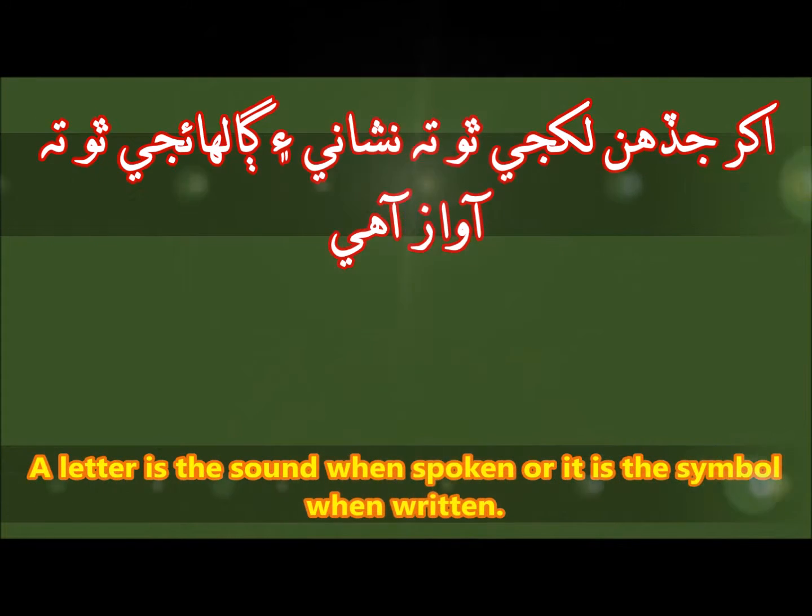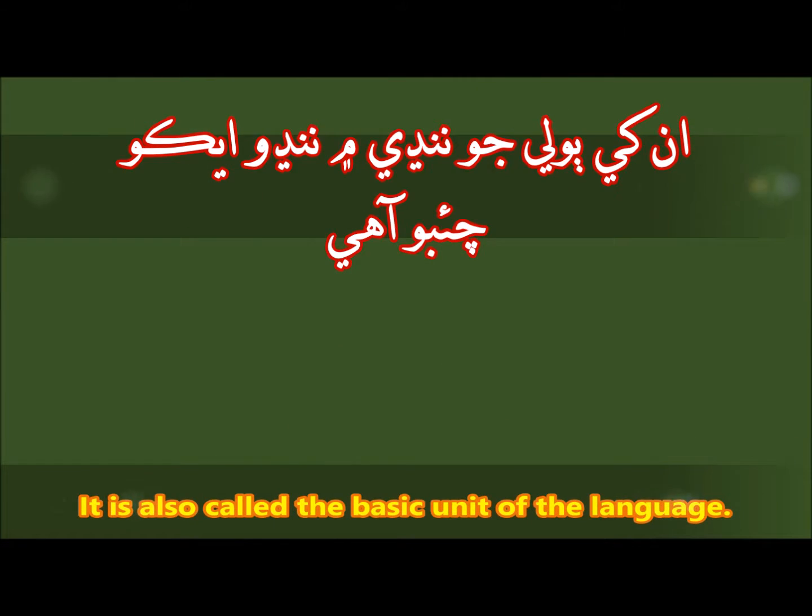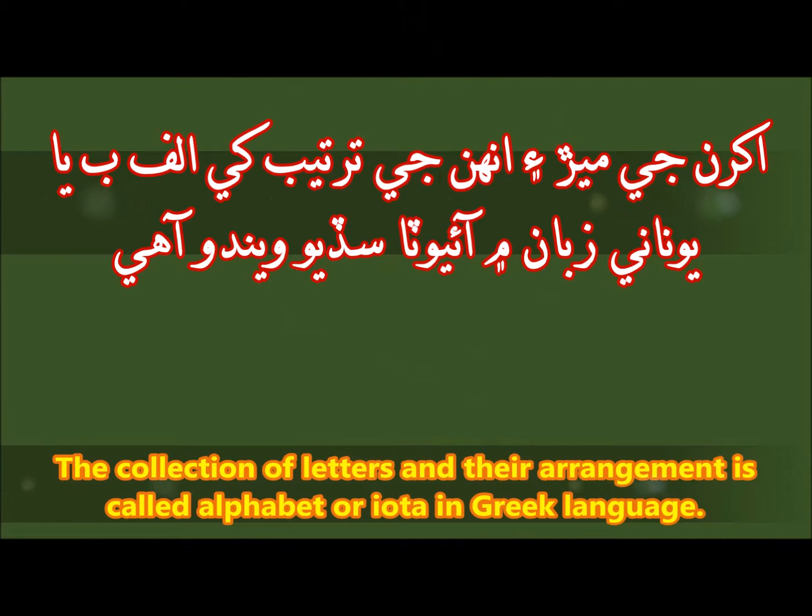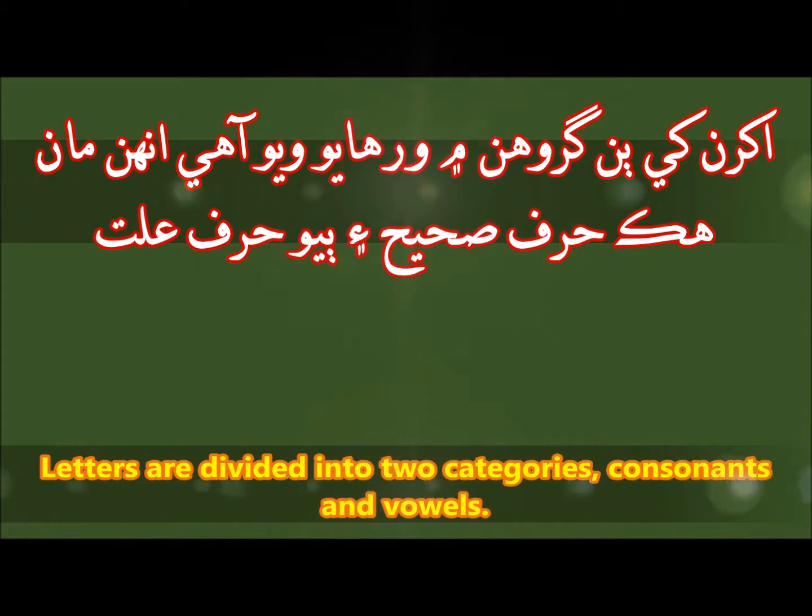Now what is a letter? A letter is the sound when spoken, or it is the symbol when written. It is also called the basic unit of the language. The collection of letters and their arrangement is called the alphabet, or iota in the Greek language. Letters are divided into two categories, consonants and vowels.